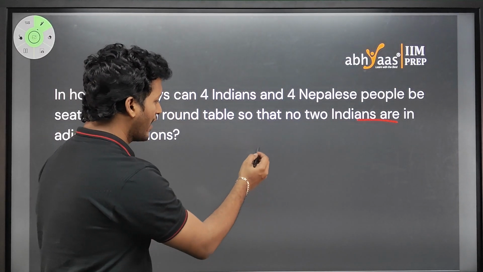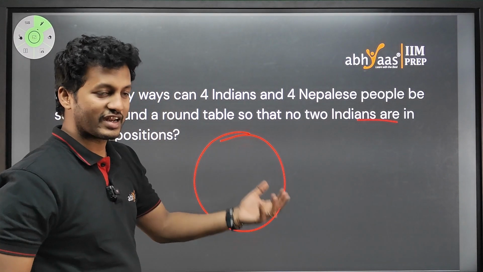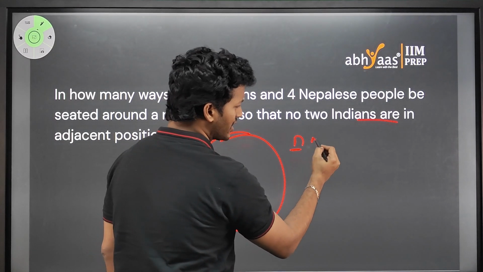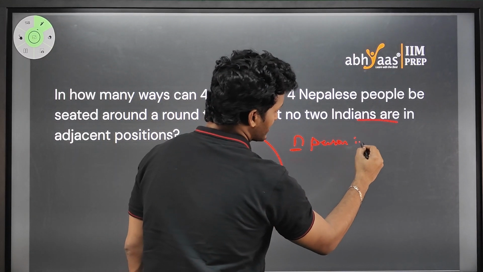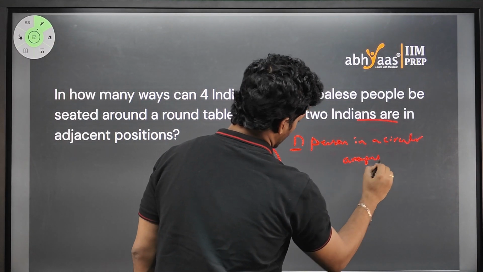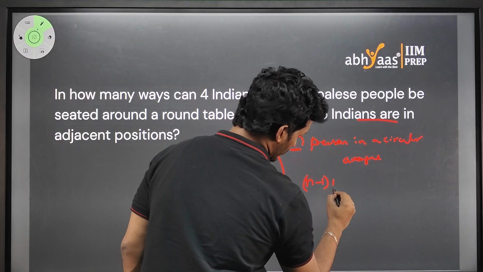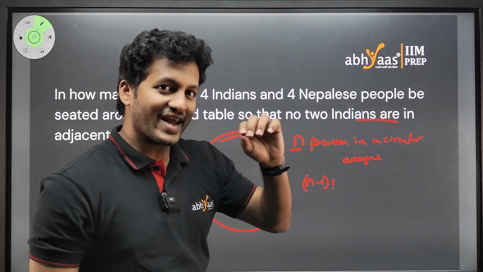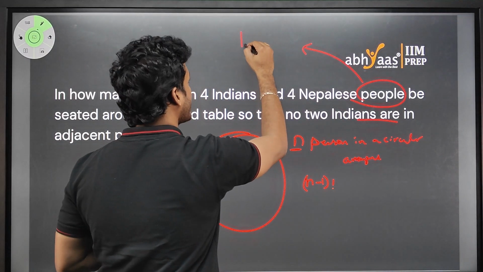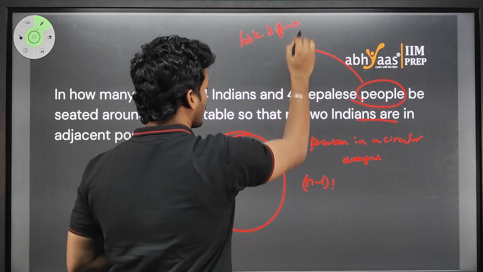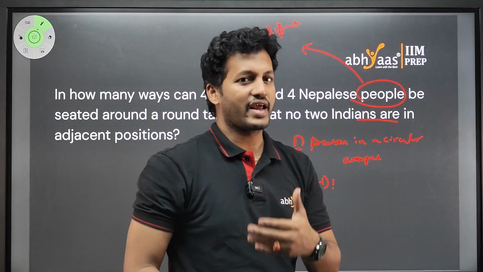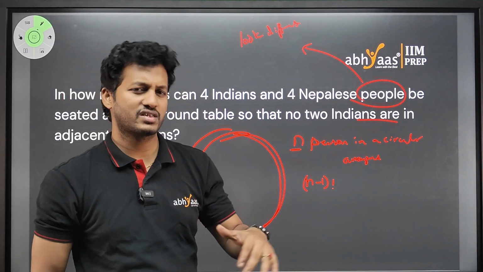First of all, when we have to do circular arrangement, in how many ways can you arrange n different persons in a circular arrangement? It would be n minus 1 factorial. Remember, here we are arranging persons. Persons will always look different. If I go in this way or in this way, the arrangement would be different, whether clockwise or anti-clockwise.